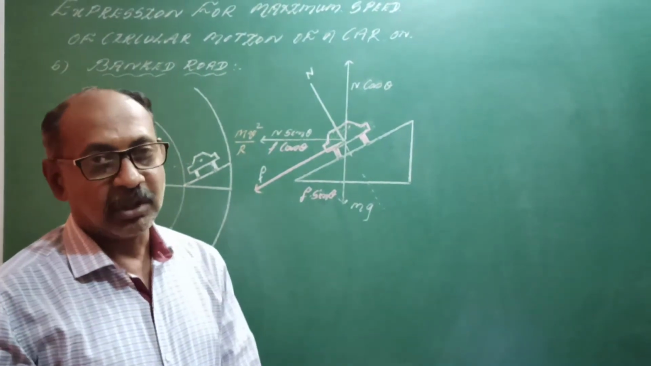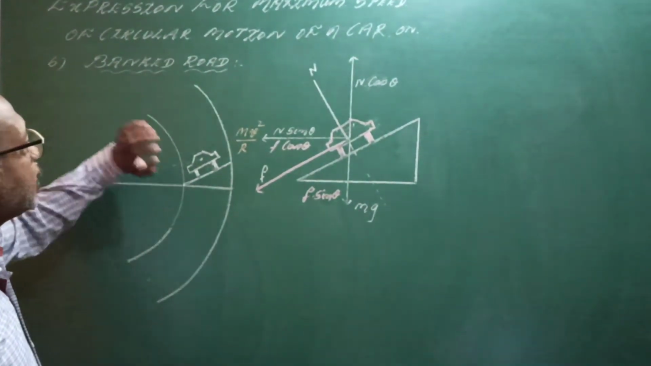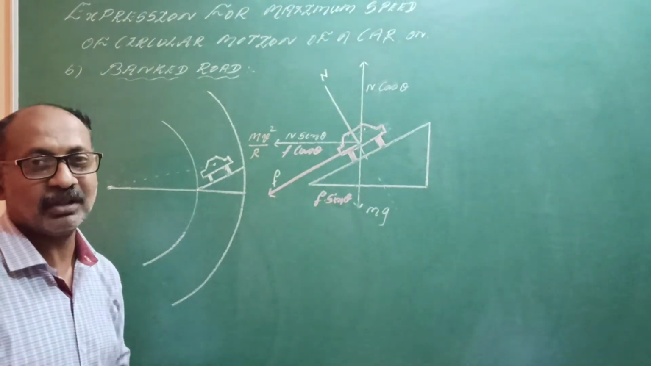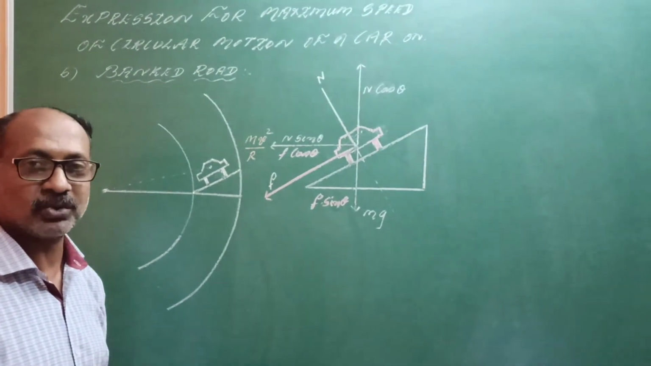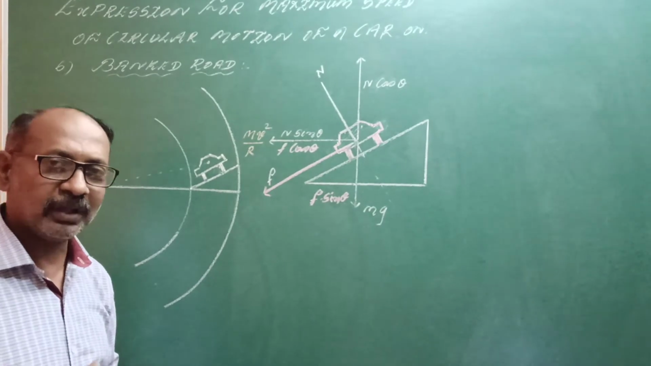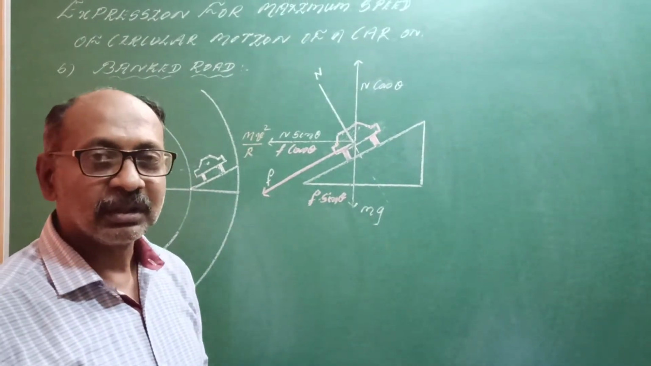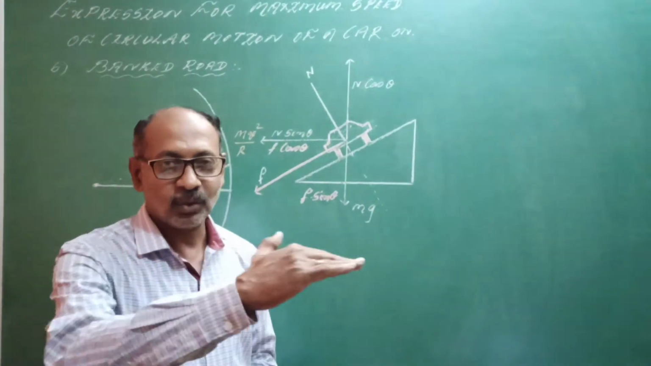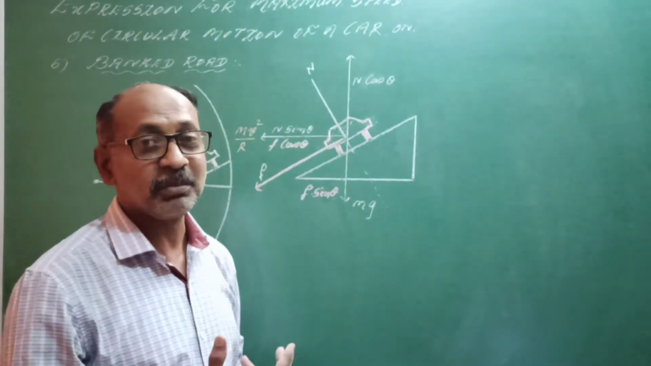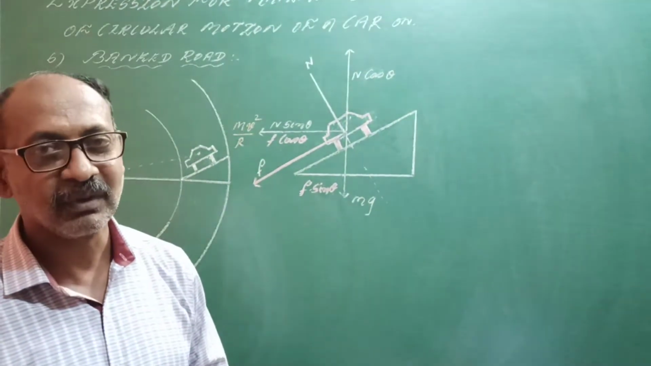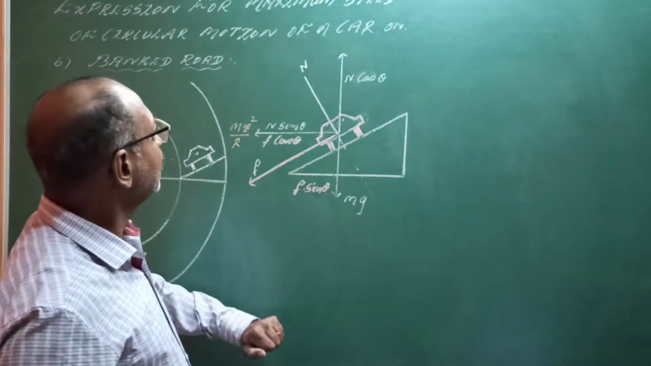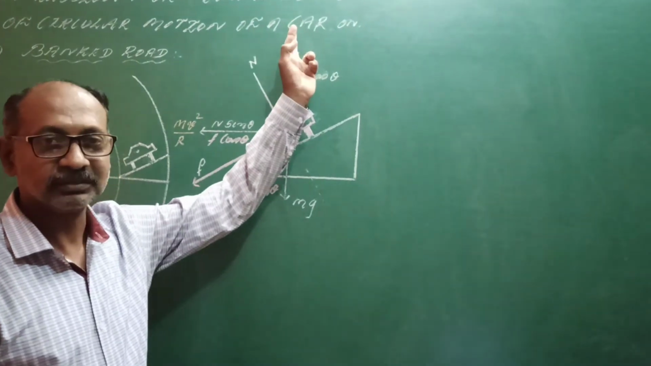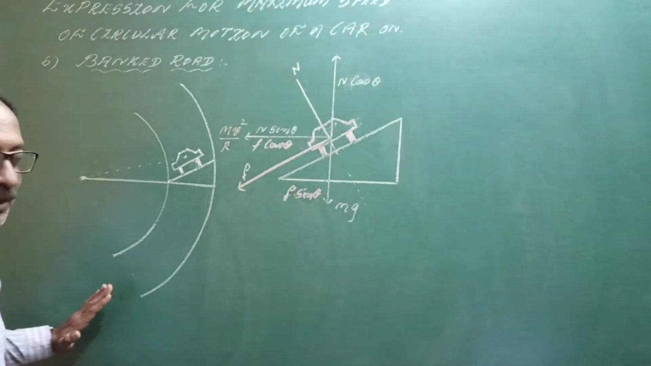Today we are going to study the expression for the maximum speed when the body is in circular motion. We already discussed the maximum velocity when the body is on a level road. Now let us pass on to a body, I'm considering a car here, under circular motion.